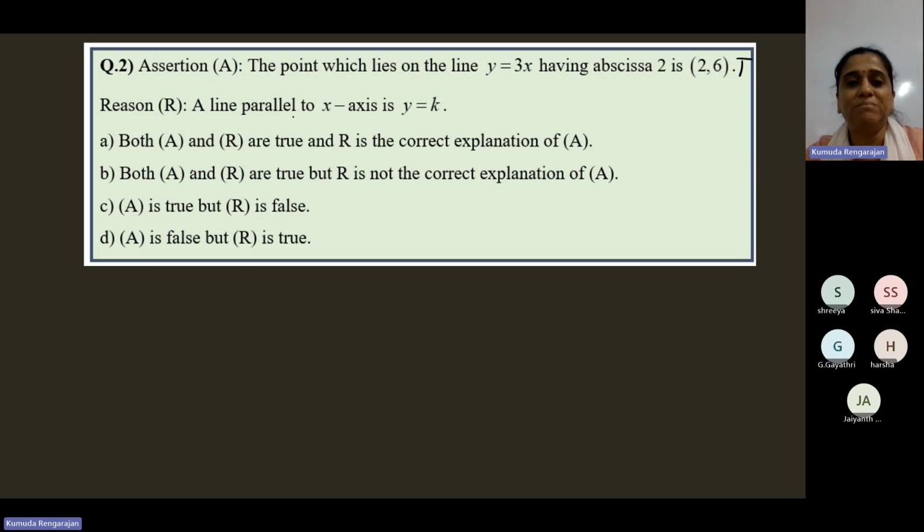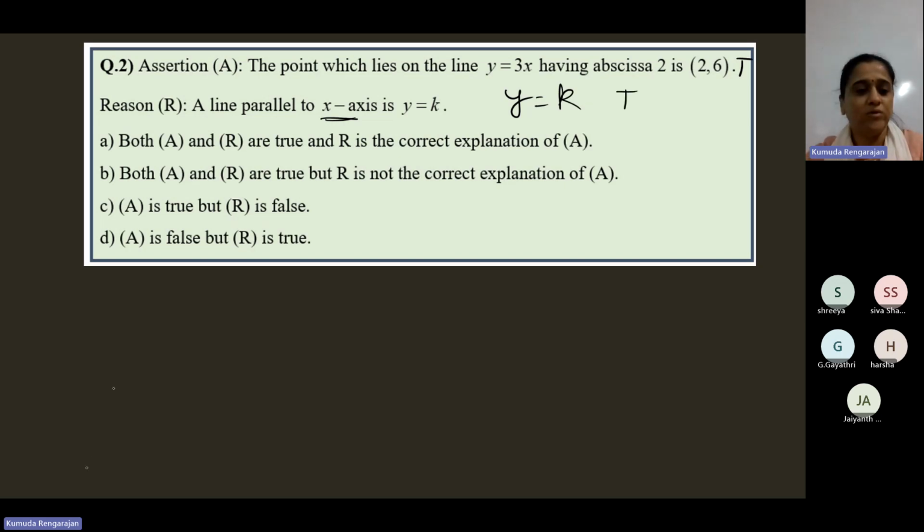Now, a line parallel to the x-axis is y is equal to k. I said y is equal to b. You remember? You can use any letter. Nothing like it should be B only. You can say Y is equal to C, Y is equal to D. But in books, you will find X is equal to A, Y is equal to B. That's what I try to say. So a line parallel to the X-axis is Y is equal to K. Parallel to X-axis means Y is equal to something. Y is equal to K. Okay. So both are true, but we need to understand one more part, which I will take some time to explain.